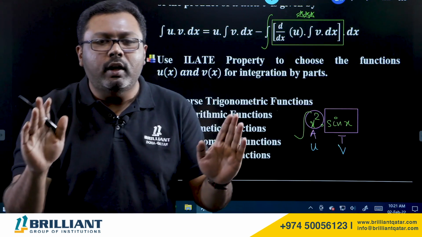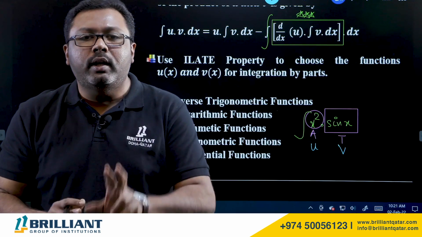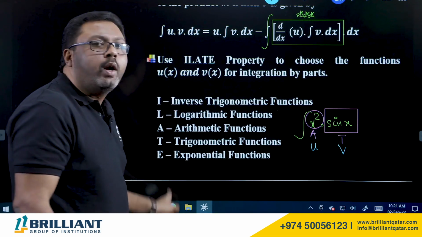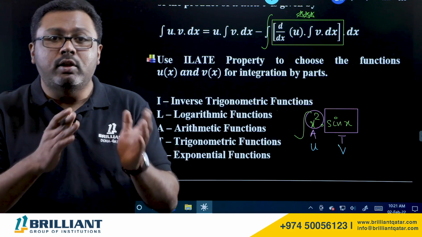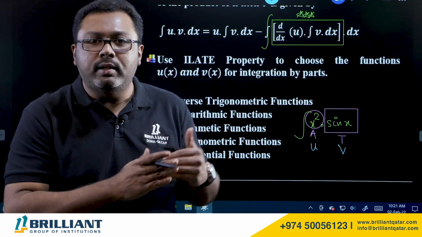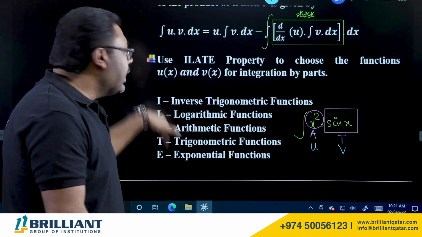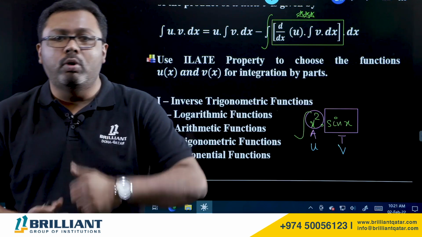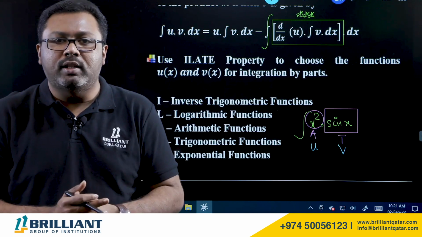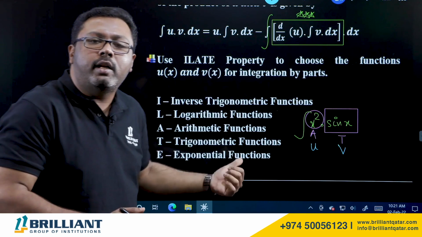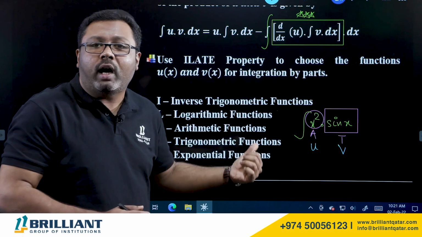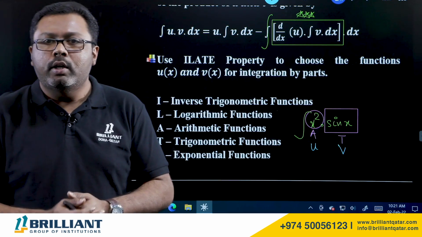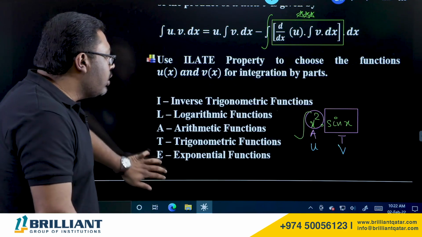So the property is very clear, and we use it only to integrate the product of 2 functions, and the 2 functions should belong to one of these categories. And it's not advisable to do parts when both the functions belong to the same category. Inverse, inverse, trigonometry, trigonometry, please don't do it. We have other forms to integrate such functions. So ILATE is only used if u and v are 2 different functions of these categories. Okay, so shall we start with the important questions of this topic?